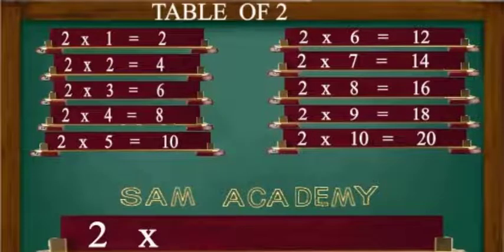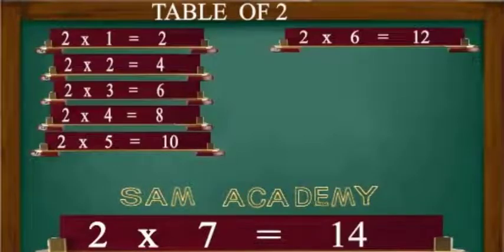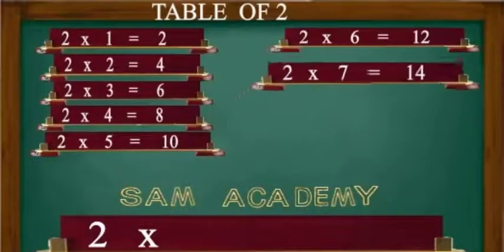Now it's quiz time. Tell me random. Random, random, random, random, tell me. 2, 7 jaw? 2 sevens are 14.